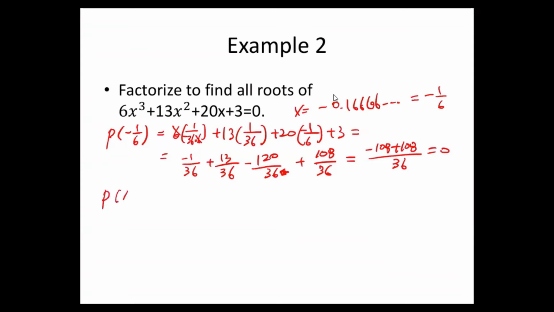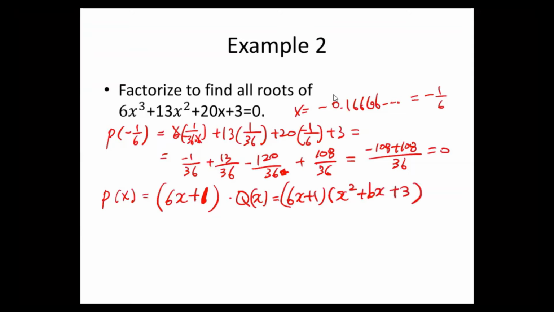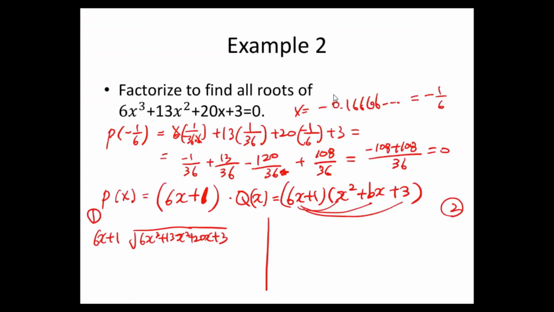So what it's going to look like is that you're going to work on this problem. P(x) is the product of 6x plus 1, because that gives you negative 1 over 6 as 0, times some kind of quotient. You can also guess that to make a 6x cubed, you have to start with x squared. I don't know what's in the middle, but in the end you have to end with 3. So you can choose two different ways. First, you can take this whole thing and use long division, divided by 6x plus 1. Or you can take another approach. You can distribute everything to find b.